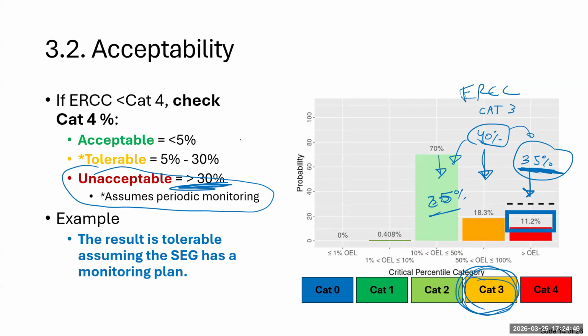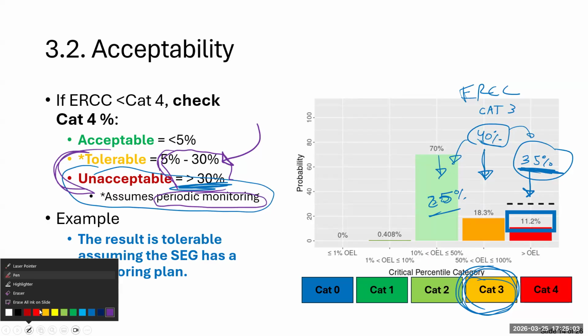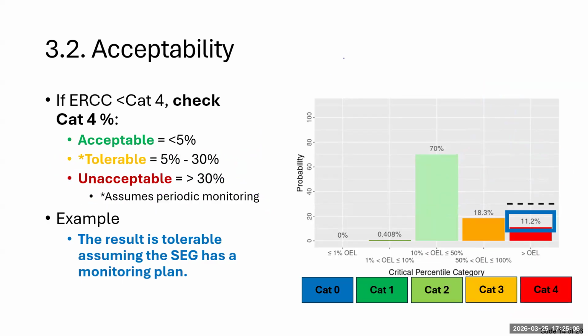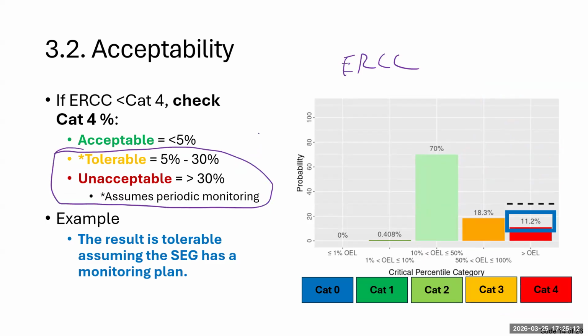and we'll take a look at the controls a little bit today and more next week. But if the result is greater than 5% or 30%, so if it's either of these, tolerable or unacceptable, monitoring is going to be one of my recommendations. So regardless of what my ERCC is, if the percent in category 4 is greater than 5%, then monitoring is going to be one of my recommendations. It doesn't matter which category I land in.